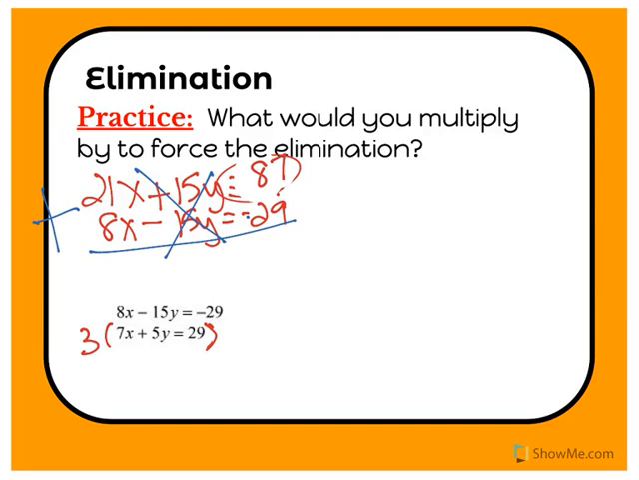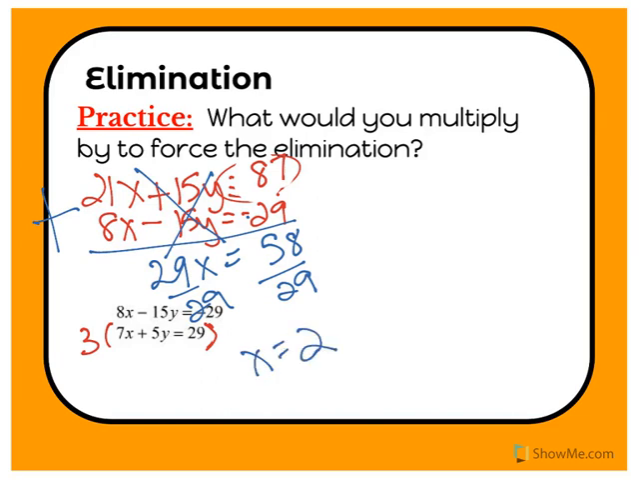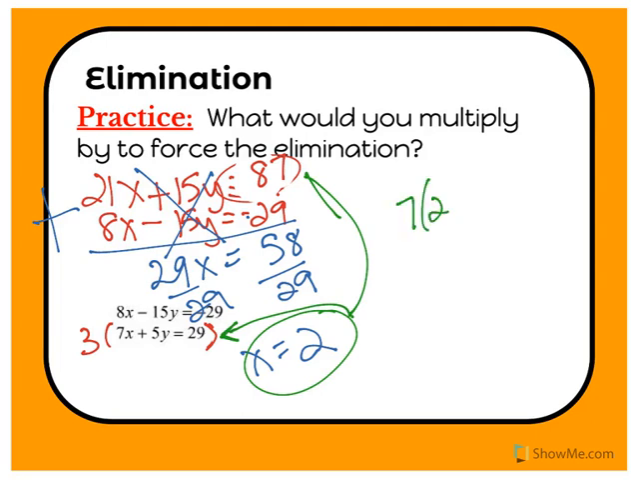So 87 plus negative 29 gives us 58, and that is still 29x. Divide by 29. Oh, it's not going to be 0, is it? I'm pretty sure that's probably 2, yes. So x equals 2. And now we need to put it back in to any one of them. I think I'm going to put it in this one because the numbers are smaller. So 7 times 2 plus 5 times, oops, not times 2. What am I doing? Maybe I do need to just redo this one, huh?